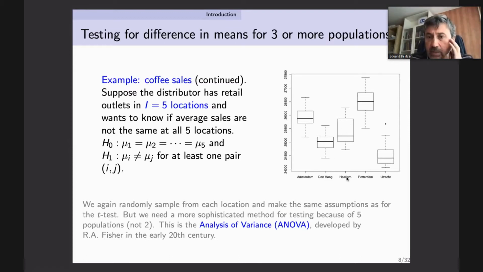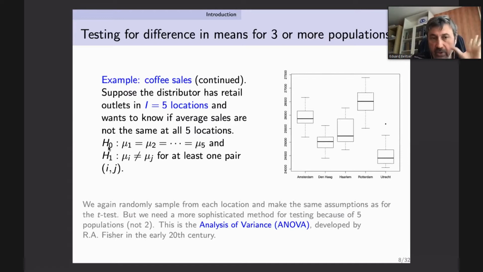So, 5 cities: Amsterdam, Den Haag, Haarlem, Rotterdam, and Utrecht. And of course, sales are all different there. But the question is, are they significantly different? Then we can formalize the question as follows. They're all coming from normal distributions with the same sigma, for instance, the same thing as before.